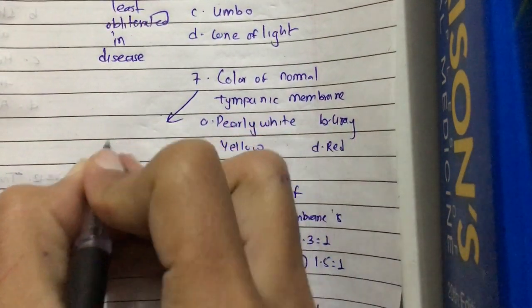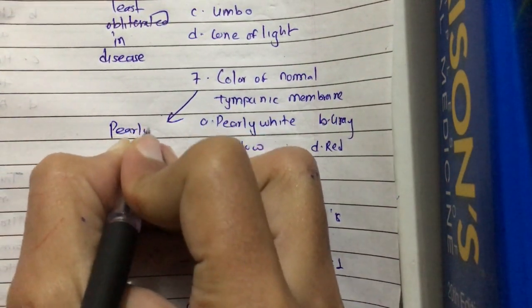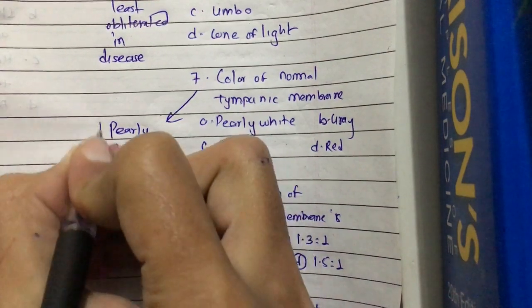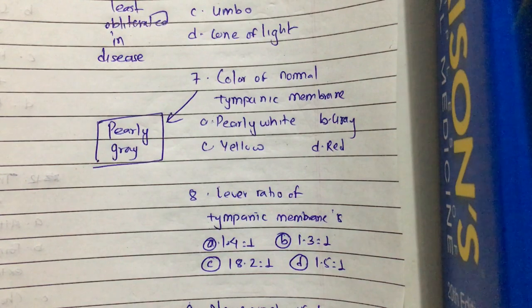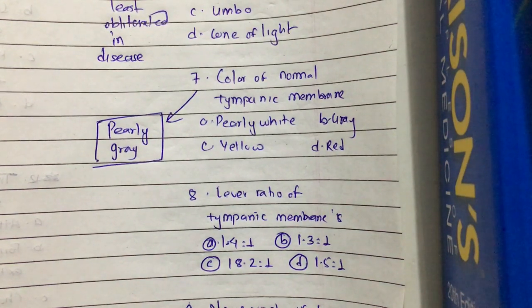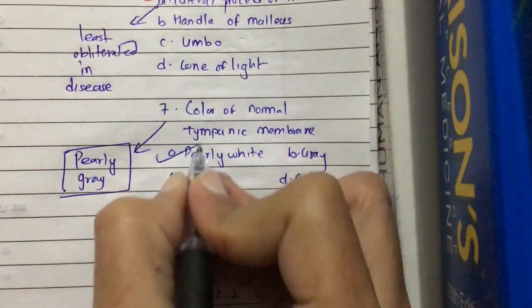The normal color of the tympanic membrane, according to Dingle, is pearly gray. Looking at the options, pearly white, yellow, gray and red. We don't have pearly gray, so here we are going with pearly white.